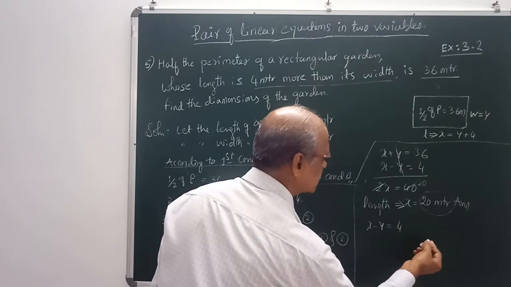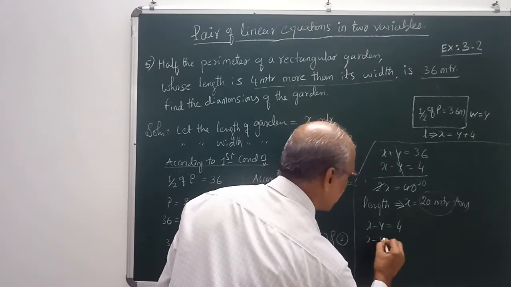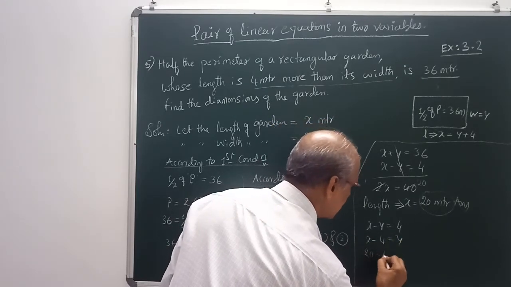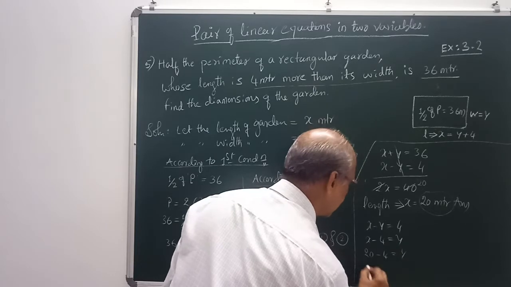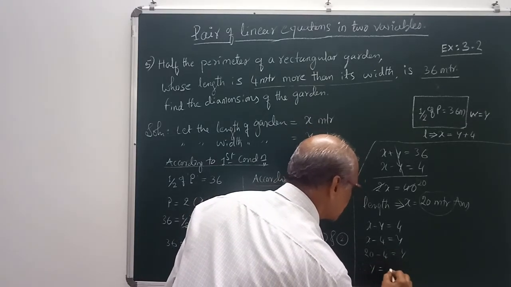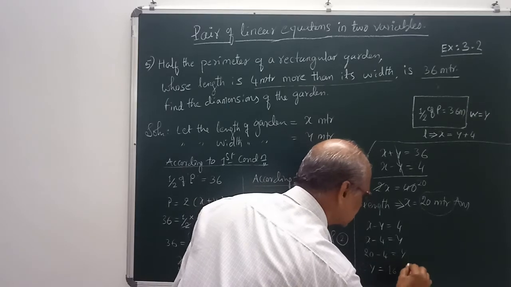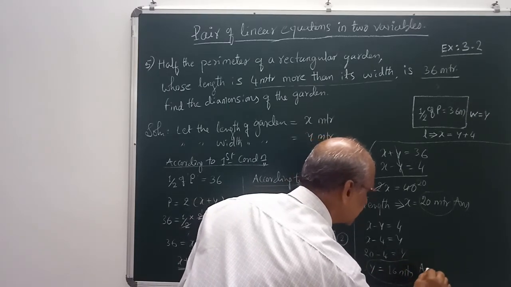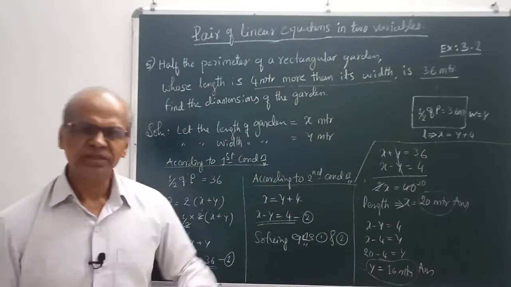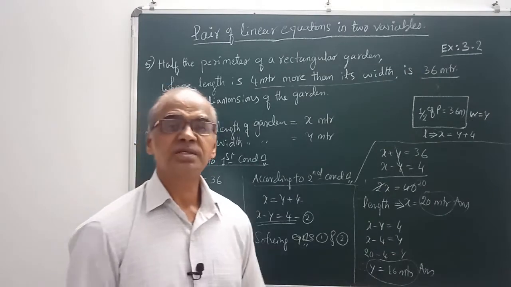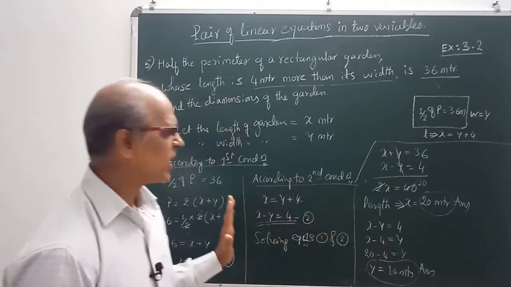So y, you send that side so that it becomes x minus 4 is equal to y. x is 20, minus 4 is equal to y. Therefore y is equal to 16 meter. This is your second answer. That means the length of the rectangle is 20 meter and the width of the rectangle is 16 meter. Hope the matter is clear.